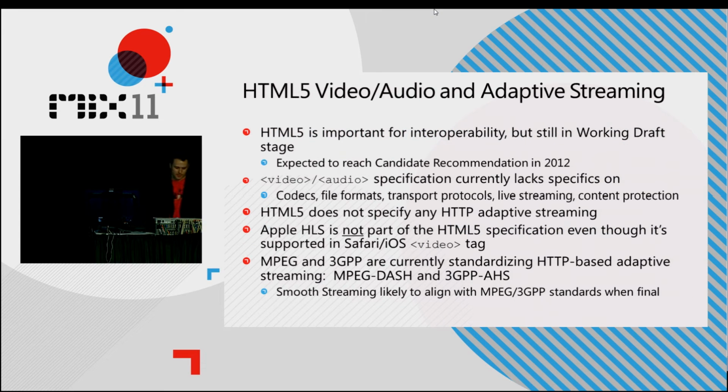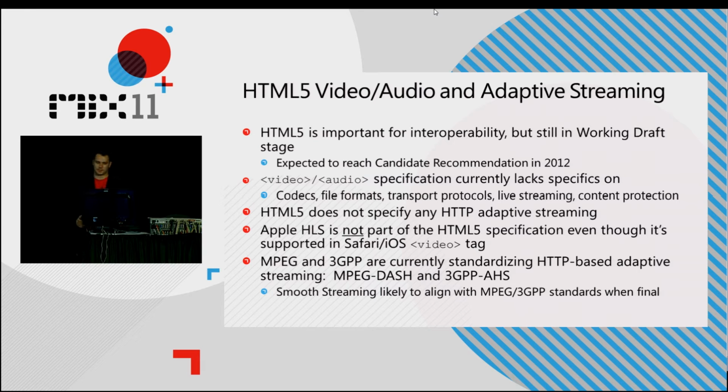So I want to talk a little bit about HTML5 and its relationship to adaptive streaming. We talk a lot about HTML5 because obviously it is very important for interoperability. But the important thing to understand is that A, it's still in a work and draft stage, and B, the part of the specification that talks about the video and audio tags is actually fairly vague. It really just lacks specifics in a lot of things.